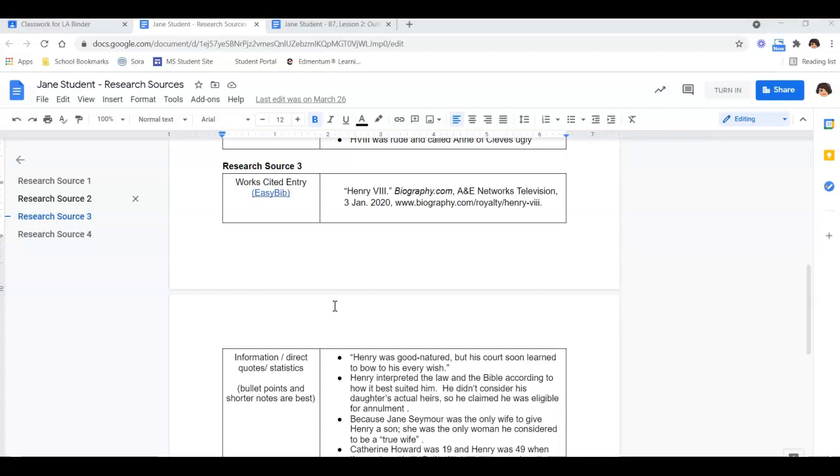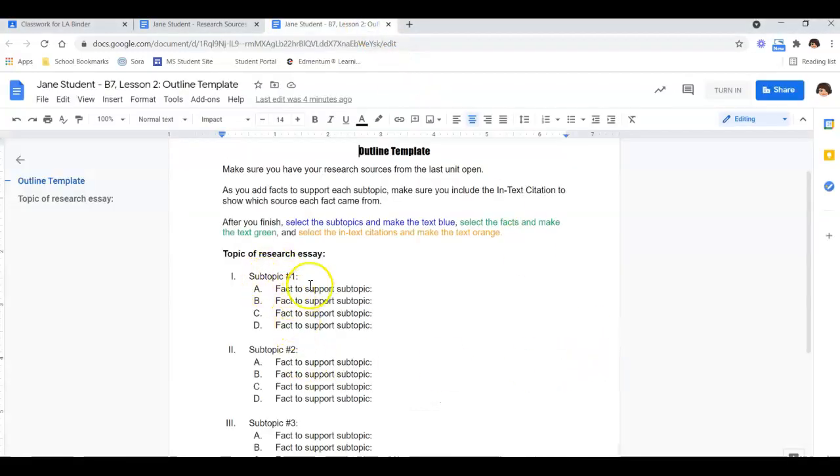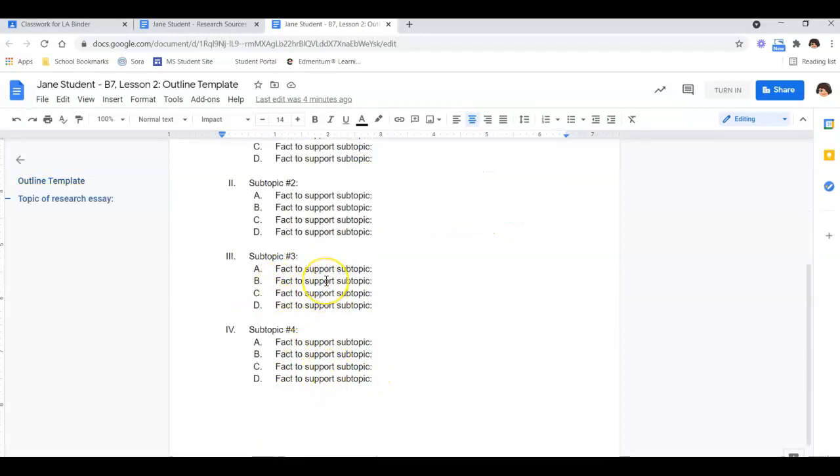We have to synthesize all of the information, which means we have to take the information from the different sources and we have to put it together in a way that makes sense. So this part takes you a little bit of time, and it's very important that you take the time to do it. In your outline, if you find yourself going, this is source 1, this is source 2, this is source 3, that is wrong. You are not doing it right.